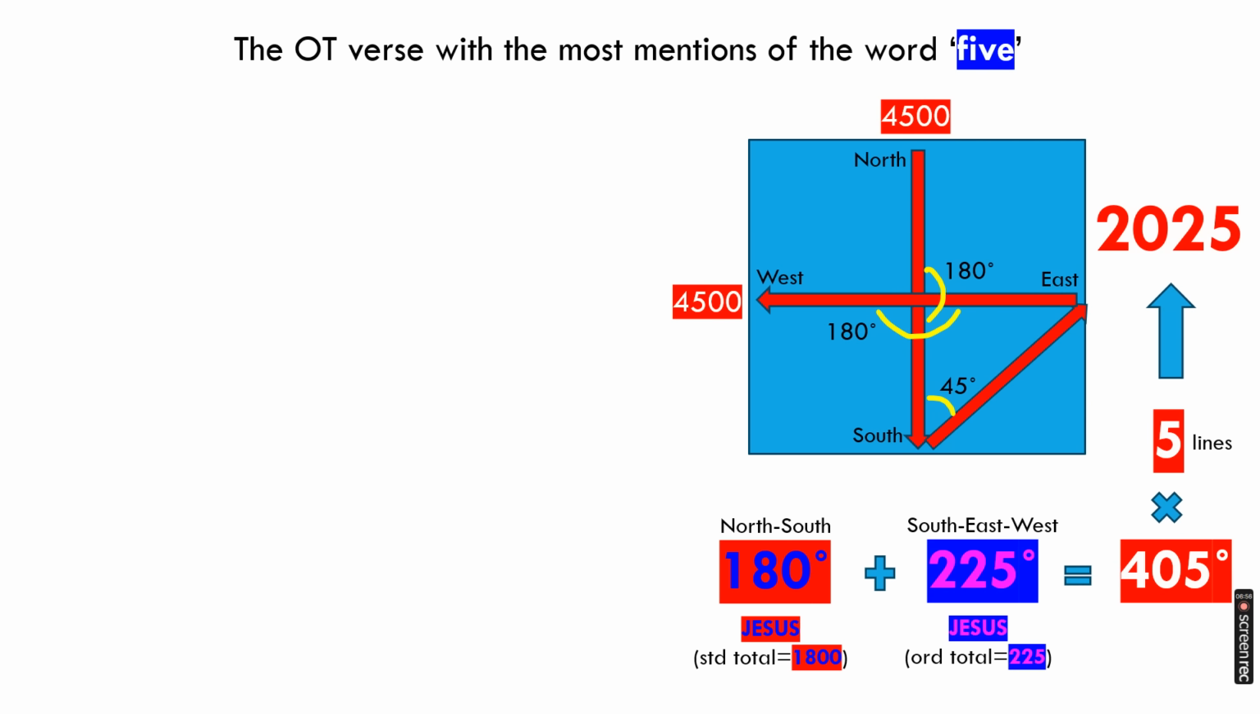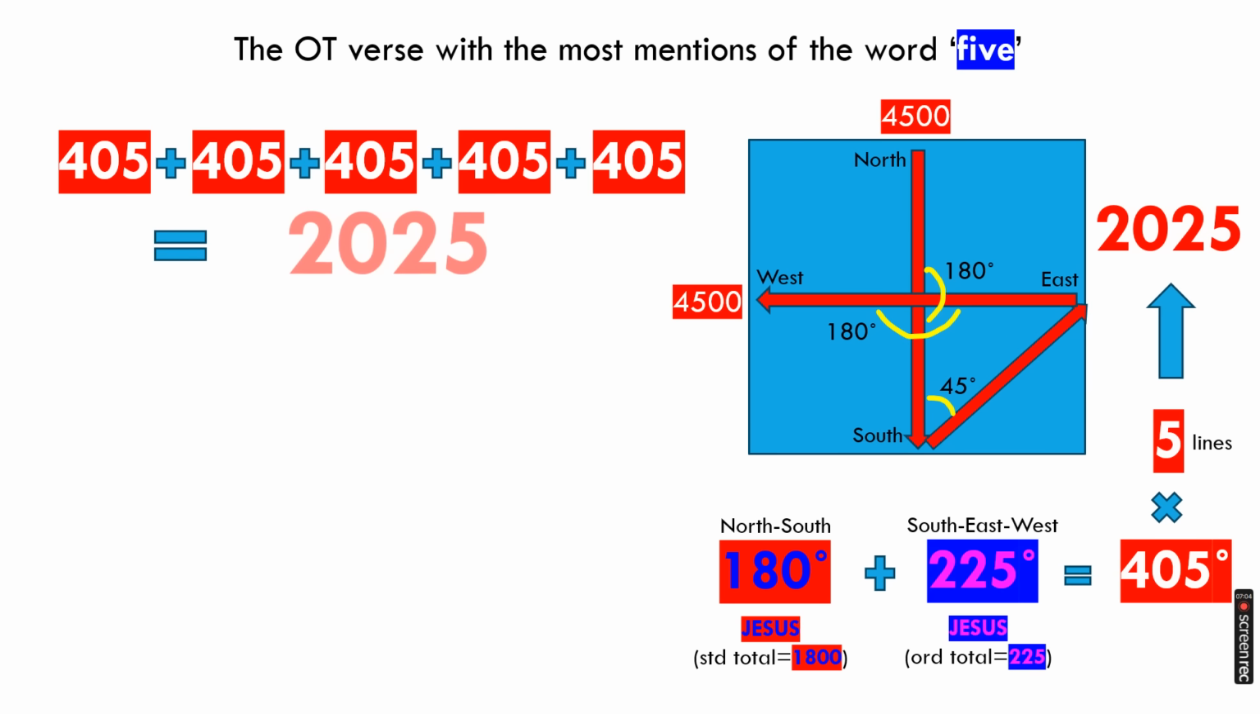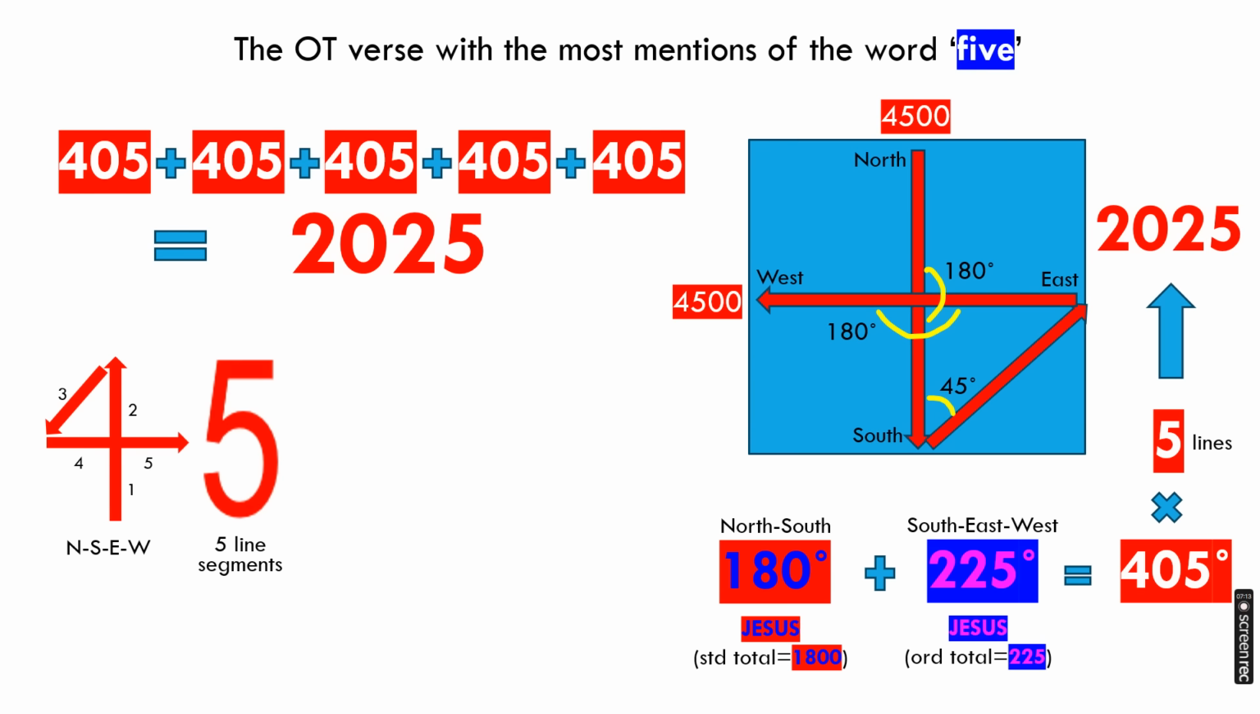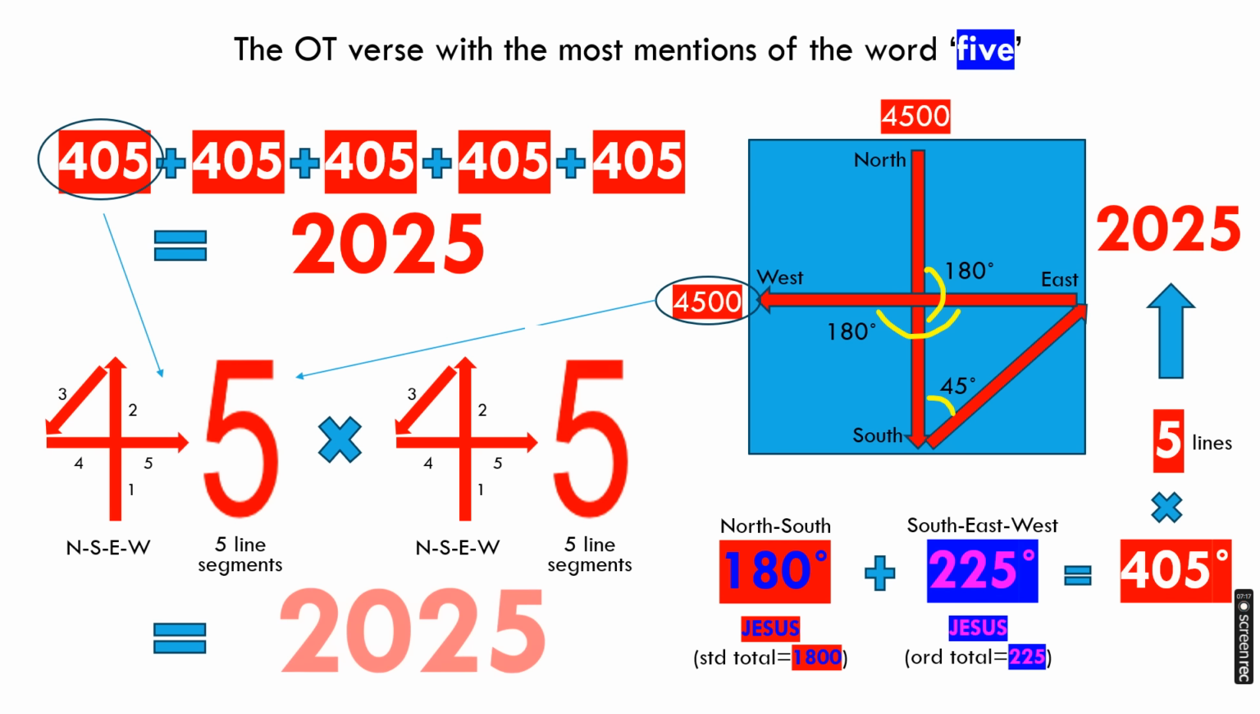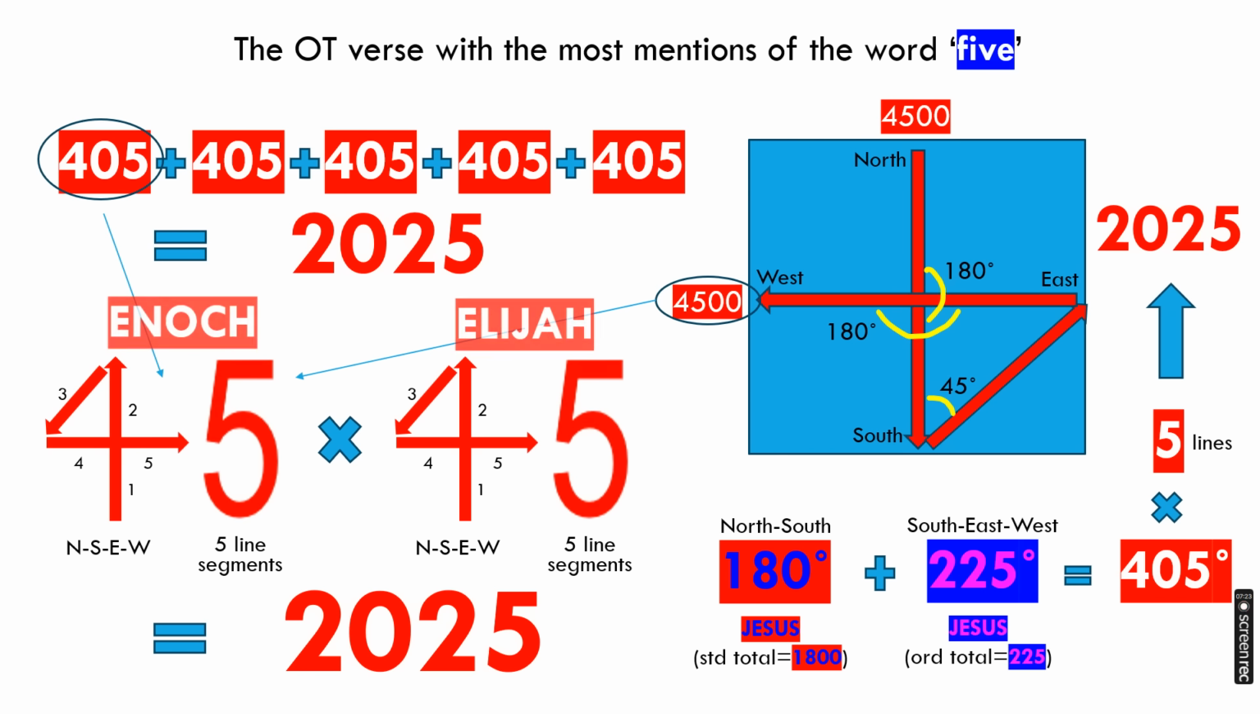The play on the number 45 is deliberate. In tracing out north, south, east, west, the number 4 is formed, but inverted. There are 5 line segments in the number 5. 45 times 45 is 2025. The ordinal value of both Enoch and Elijah is 45.